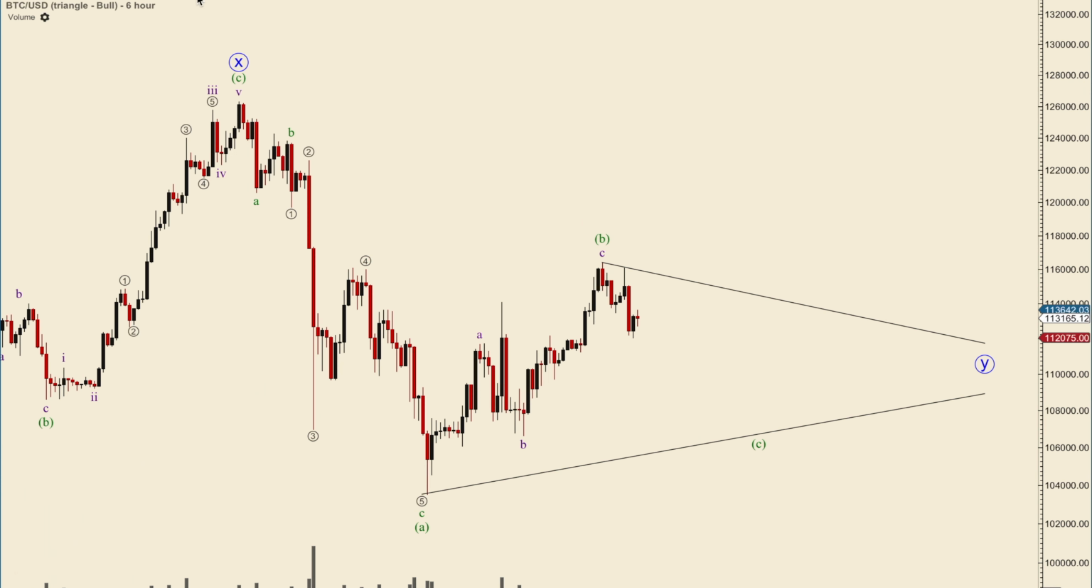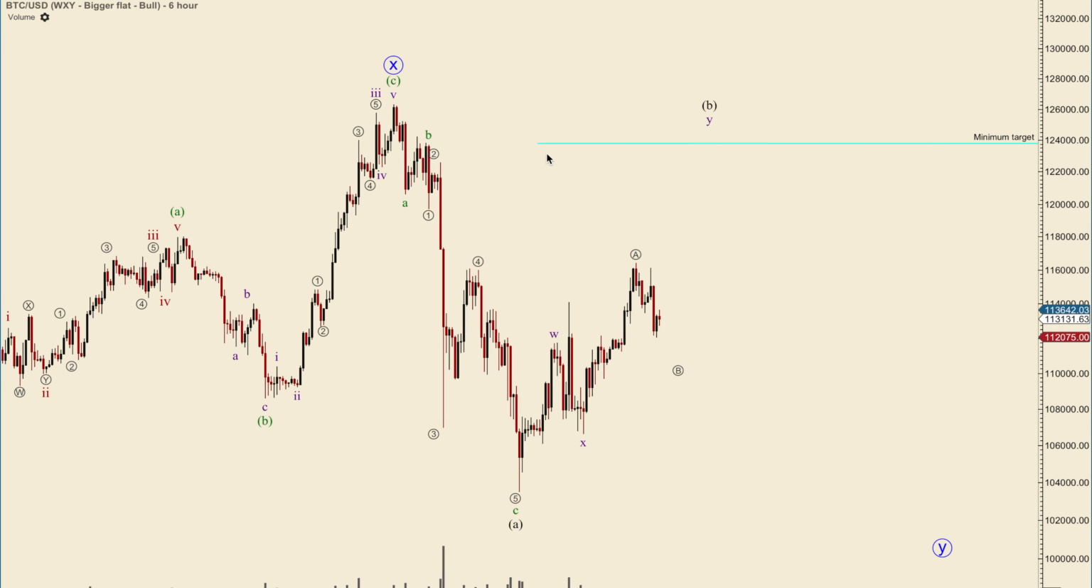So right now, the triangle is a little bit early to consider, since you only consider a triangle basically when wave D is in. But it's important to be aware of if the price action starts to behave very irrational, then it's important to know about it. The bigger flat has a higher chance when taking out this, the minimum target for a flat. So we need to reach that for this to be the highest probability.